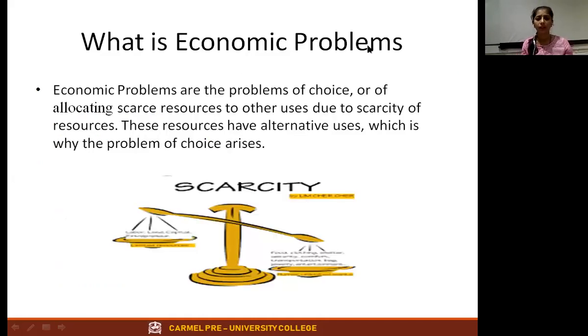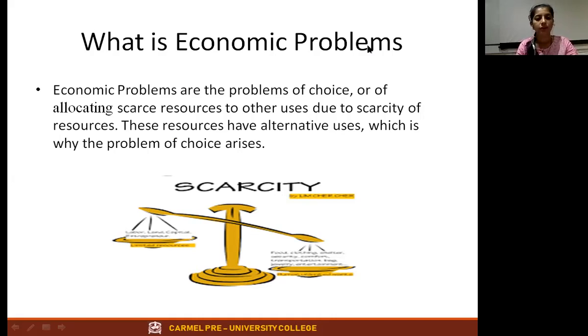Okay. Then why does the economic problem arise? Where does it arise? What is this economic problem? An economic problem is nothing but a problem of choice. Which one to select? Which one to opt for? Which one to buy? The economic problem is a problem of choice or allocation of scarce resources. Scarcity is a very important word, because scarcity is the root of all economic problems. Due to scarcity, there arises the economic problem. The resources have alternative uses, which can be used for something else, which is why the problem of choice arises.